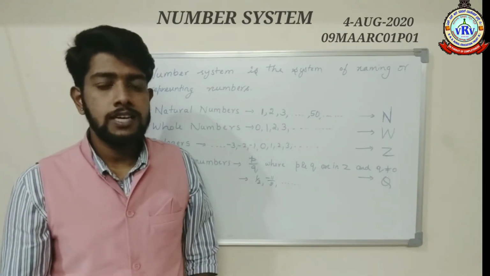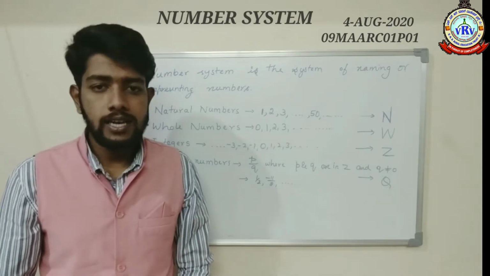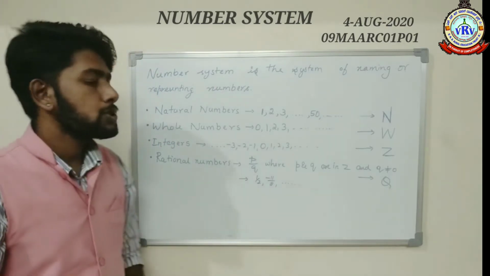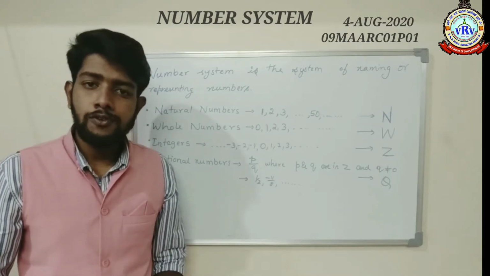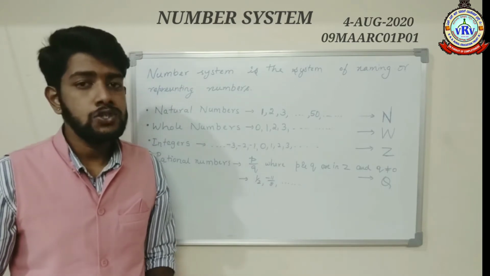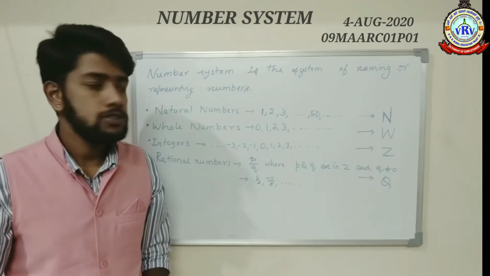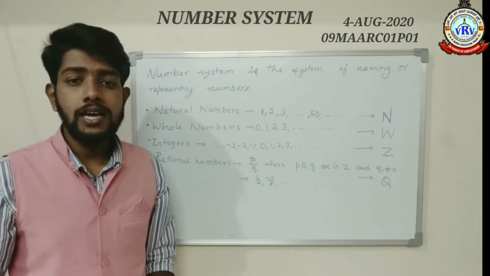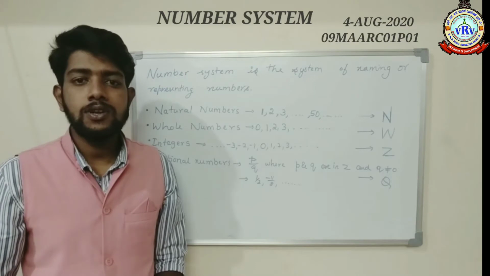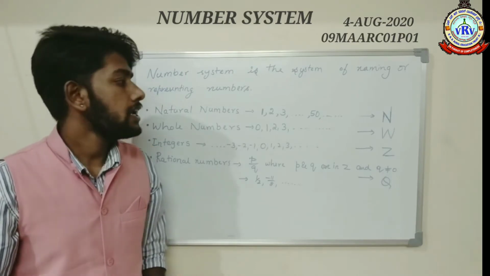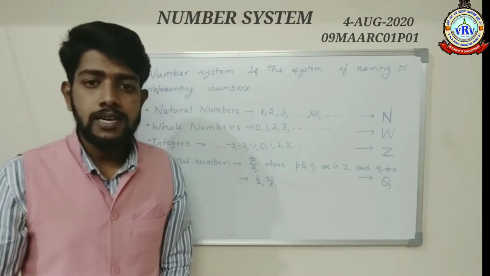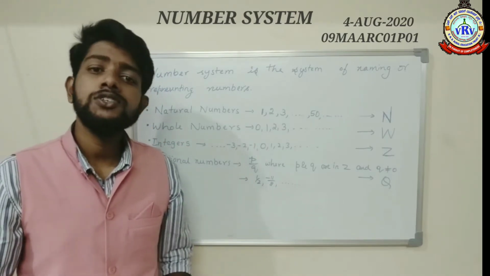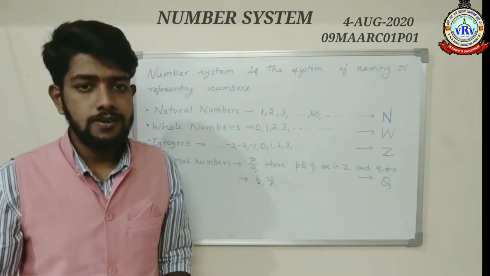We know several types of numbers. I will just recall that. First one, natural numbers: a collection of numbers which start from 1 and continue like 2, 3, 4 and so on. Such a collection of numbers is known as natural numbers and it is denoted by the capital letter N. The natural numbers contain 50, 100, 200, all those elements.